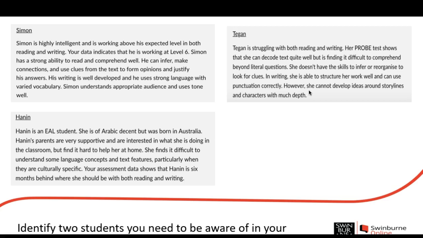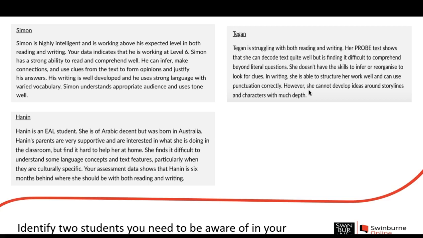And we've got Hanin as well. She's an ESL student. She's of Arabic descent but was born in Australia. All really key information. Her parents are very supportive, but obviously with English being a second language at home, they might find it difficult to help with some of the things that maybe the teacher has asked her to do. And she finds it difficult to understand some language concepts and some text features, particularly when it's culturally specific. Your assessment data shows that she's 6 months behind where she should be with her reading and her writing.